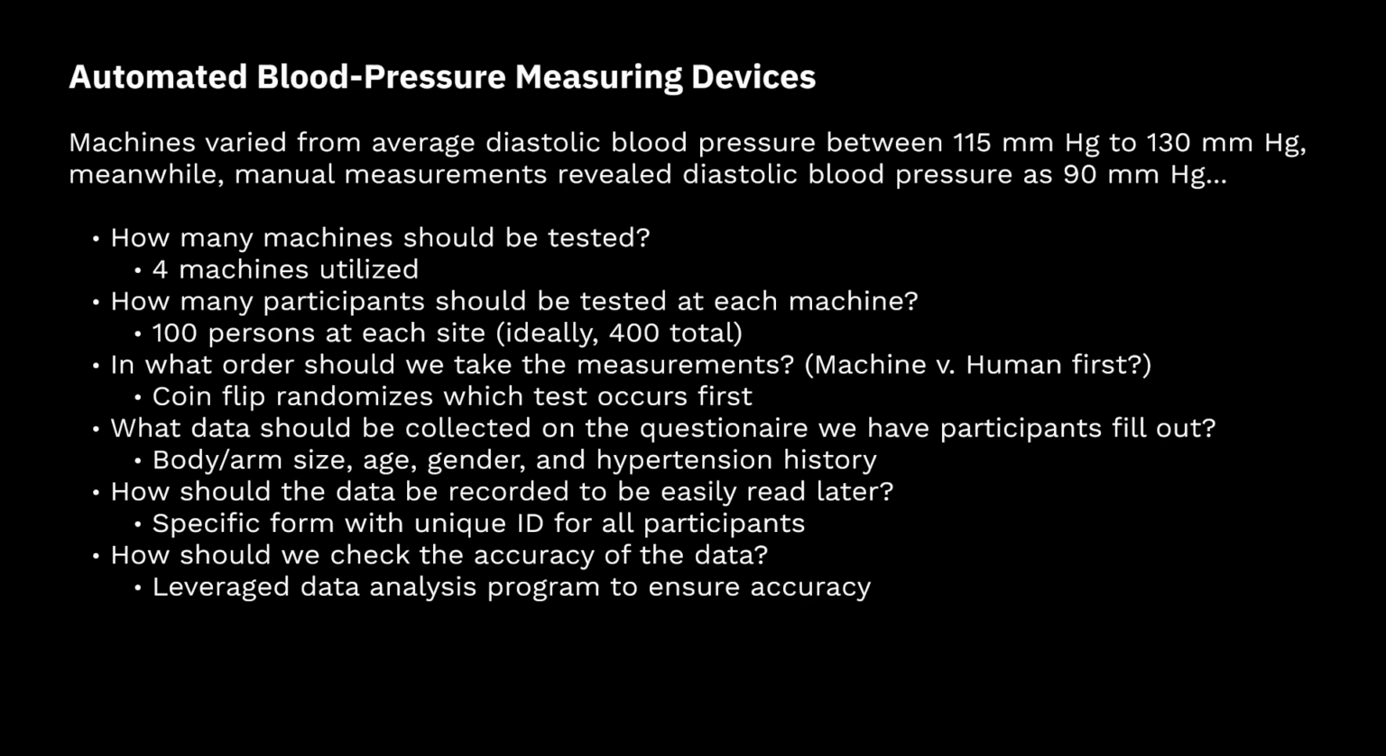there was a difference in some of the measurements that were being done on some of the machines. They were up on the higher end, 115 to 130, which doesn't look too promising. You typically want them a little bit lower, depending on the circumstances, but manual measurements revealed systolic blood pressures around 90 millimeters of mercury. So there was a difference that was noticed, and they wanted to do some testing to understand what the statistical differences are between the measurements that we're using here.